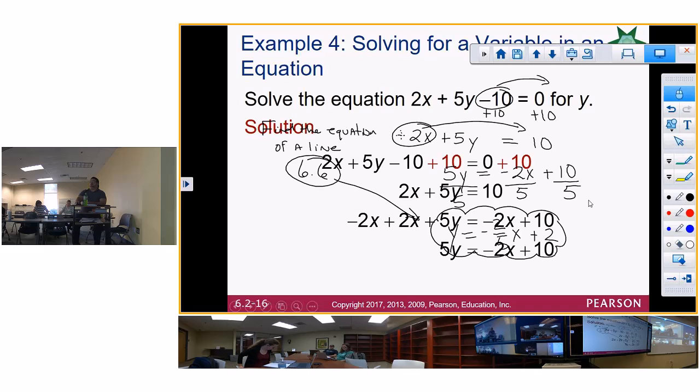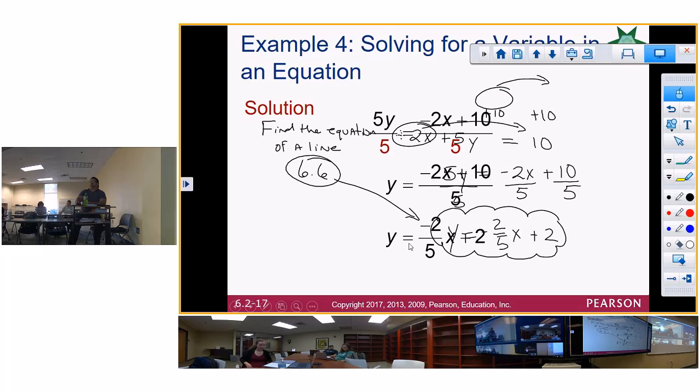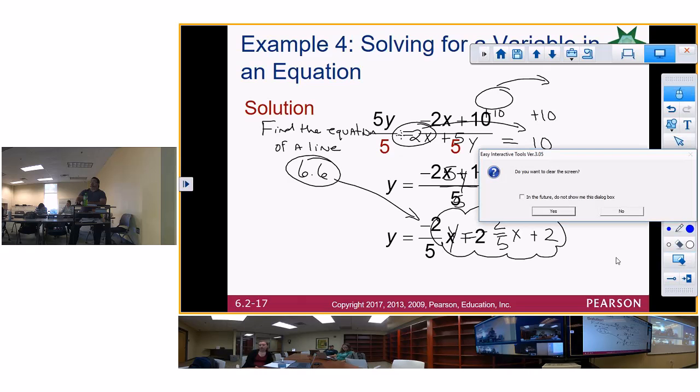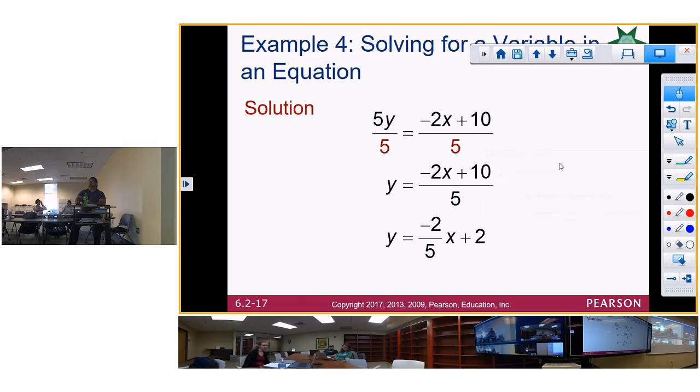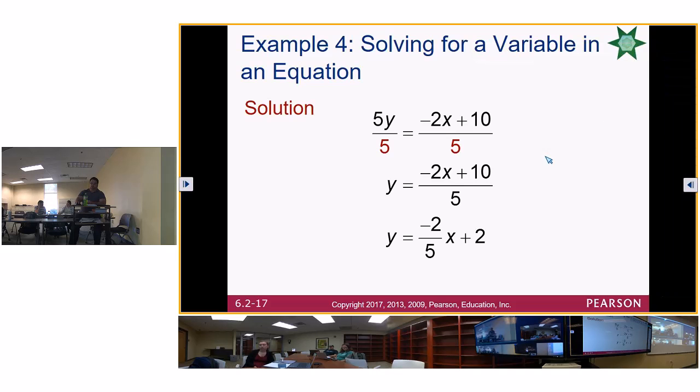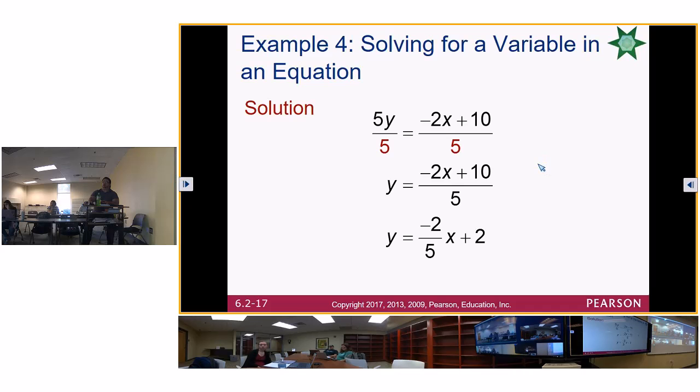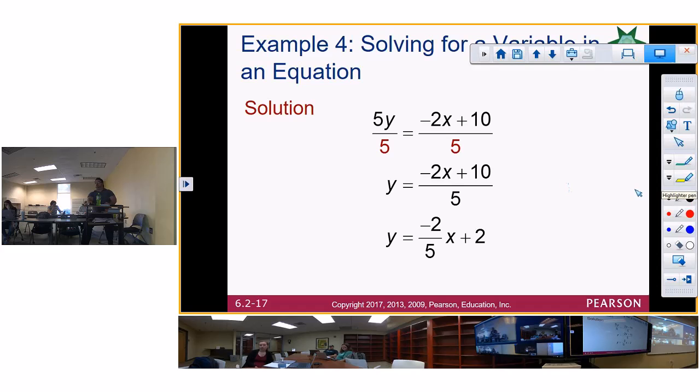And they get y is equal to negative 2/5 x plus 2. Now I'll erase mine, and let me go back one. So if you're online, why won't it go back? I don't know why it's not going back. For some reason, this thing is not working 100% like it's supposed to. For one thing, this is not supposed to come up when I'm doing a PowerPoint.